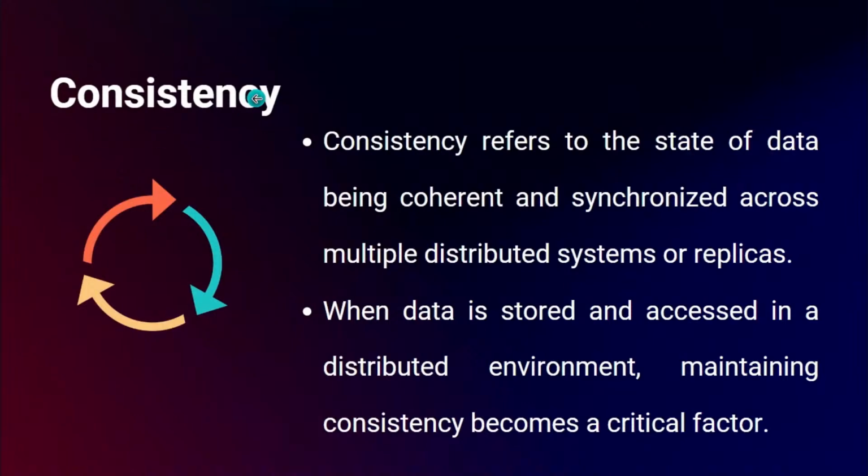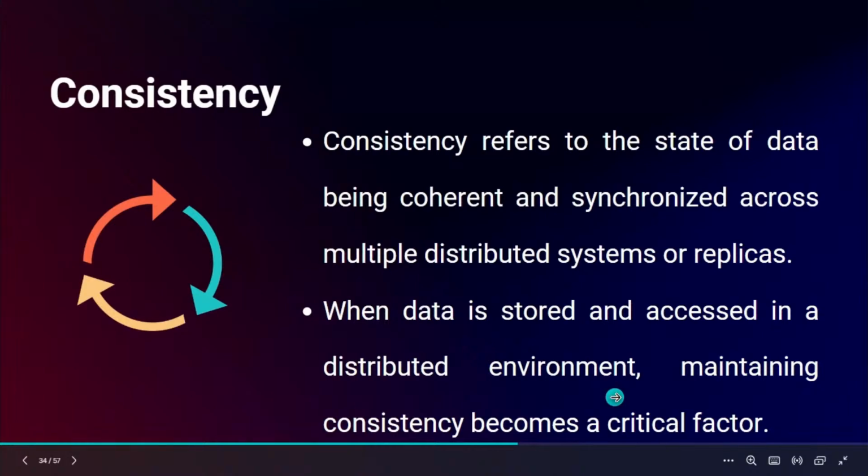And then something known as consistency. Consistency refers to the state of data being coherent and synchronized across multiple distributed systems or replicas. So how connected it is, whether it is synchronized, whether it is proper. When data is stored and accessed in a distributed environment, maintaining consistency becomes a critical factor.